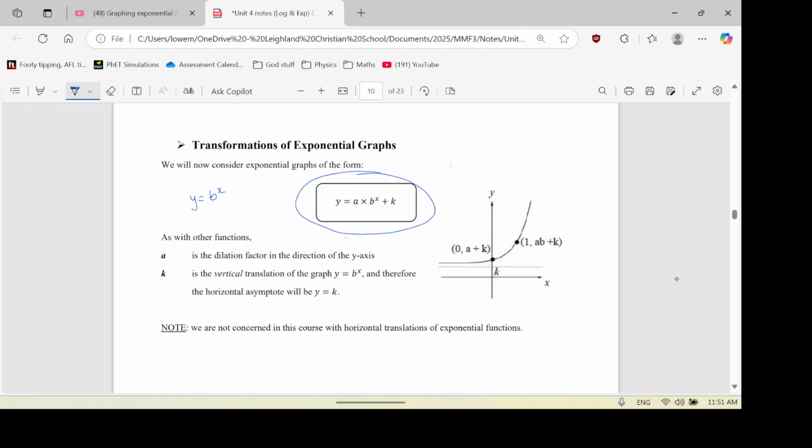If we have a multiplier at the front, this a, that is our dilation factor in the direction of the y-axis, so that will stretch out the graph in the vertical direction. So it either stretches it out, taking it further away from the x-axis, or it will bring it closer to the x-axis.